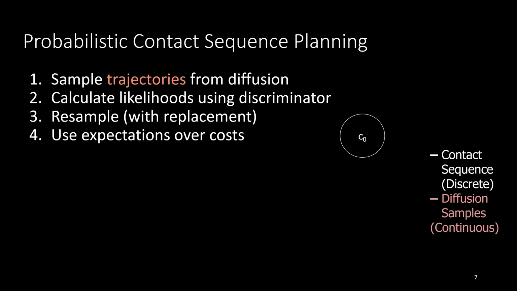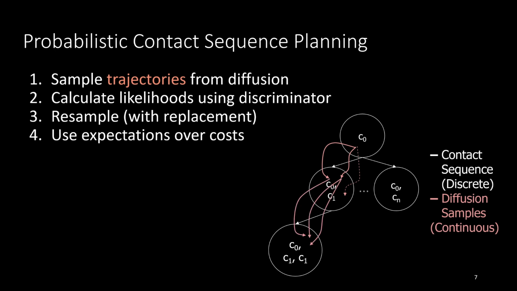Our planner searches over a tree where different nodes correspond to different sequences. To expand the tree, we sample trajectories from the diffusion model and use this collection of trajectories as an approximation of a distribution. We update this distribution by calculating likelihoods using our discriminator and resampling. We calculate costs as expectations over this particle-based distribution. By continuing this process throughout the tree, we are able to plan contact mode sequences.